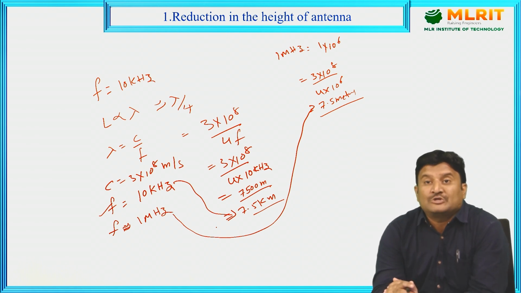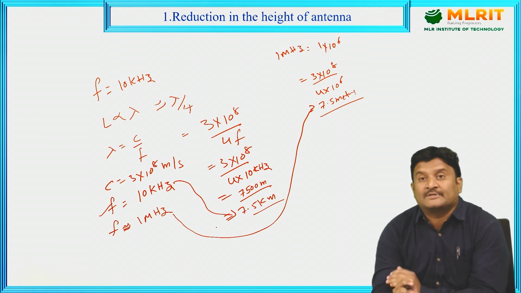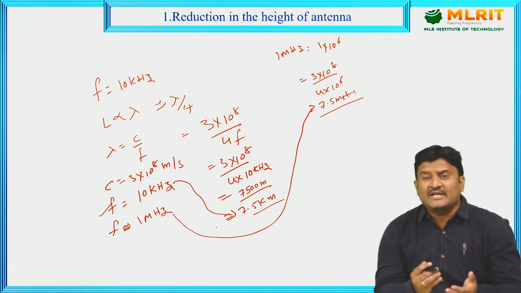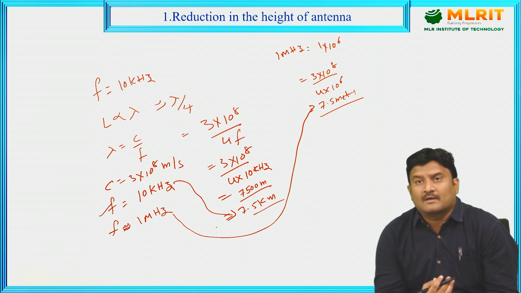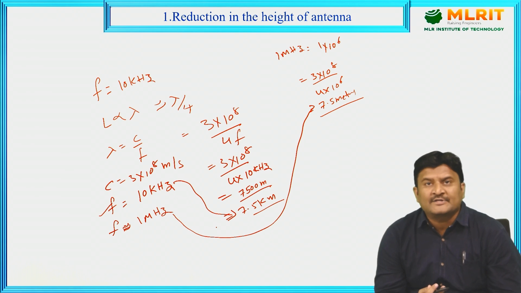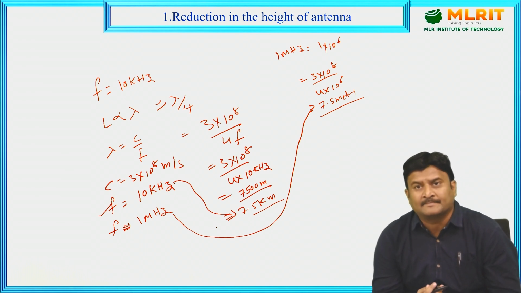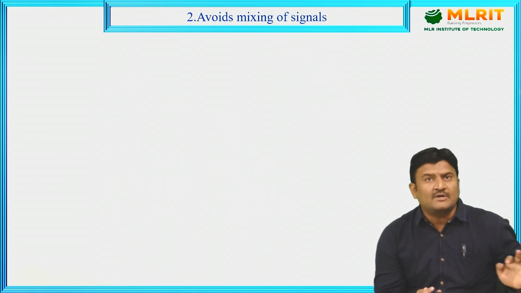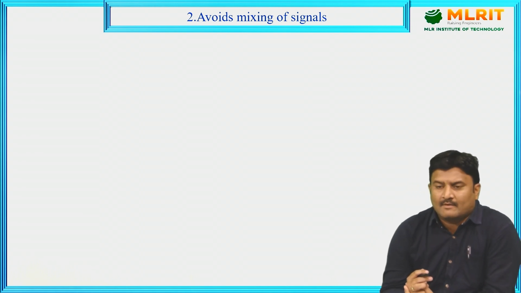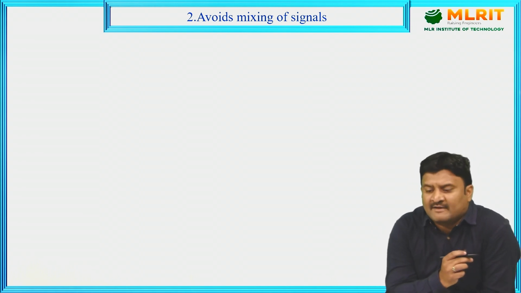The frequency should be between 10 kHz and 1 megahertz. When you are changing 10 kHz to 1 megahertz, the frequency change is nothing but the modulation process. That is the first need for modulation: reduction in the height of the antenna. Then the second one: avoids mixing of signals. What is the meaning of avoids mixing of the signals?